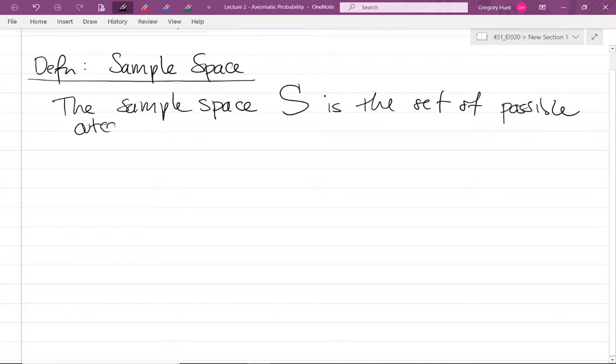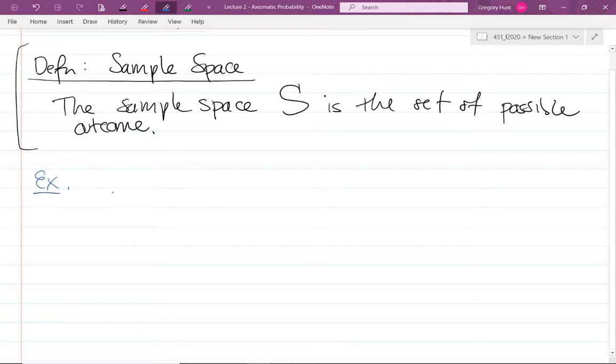So what we're imagining here is that we do a random experiment, and, being that the experiment is random, we don't know what the outcome of the experiment is going to be. But we have some sense of what the possibilities are. And that set of possibilities is what we call the sample space. So I'm going to denote that with a capital S. And let's look at some examples.